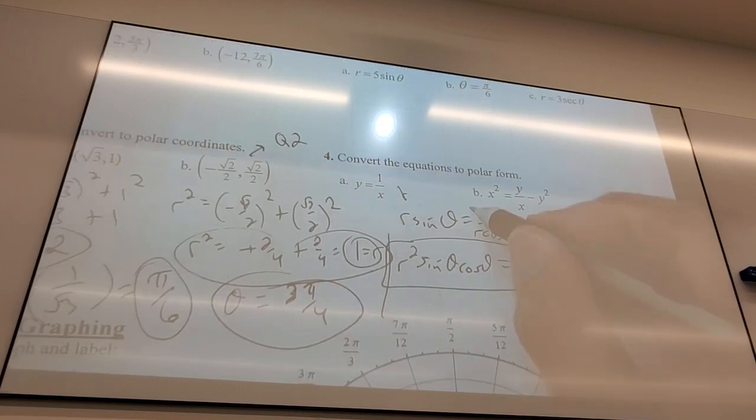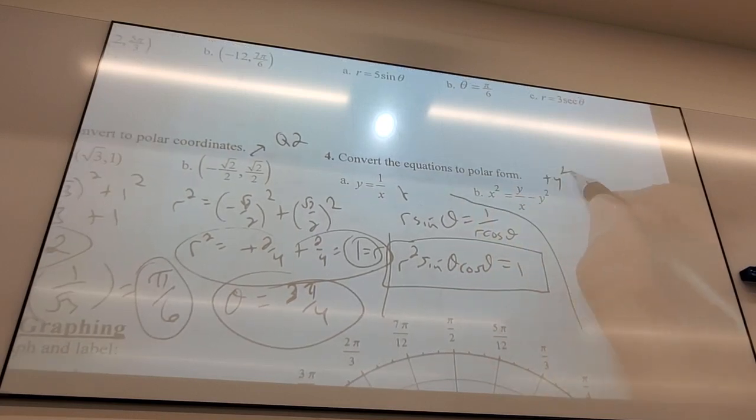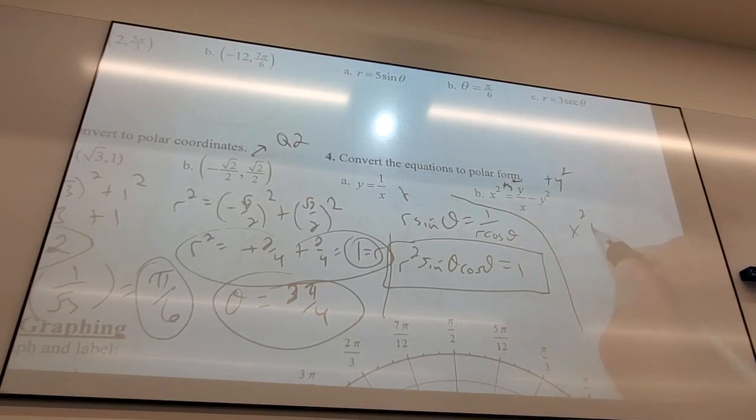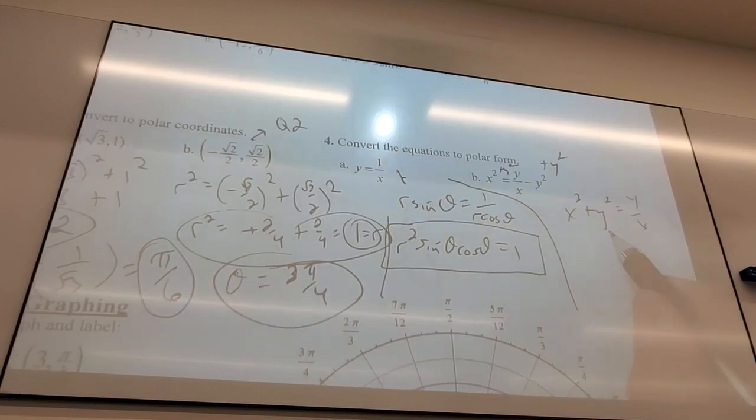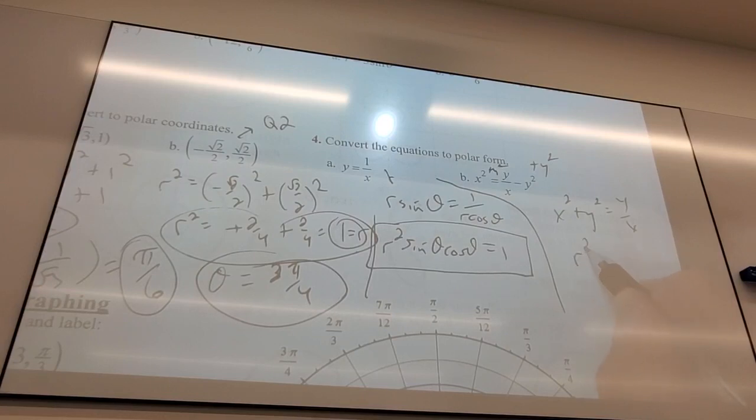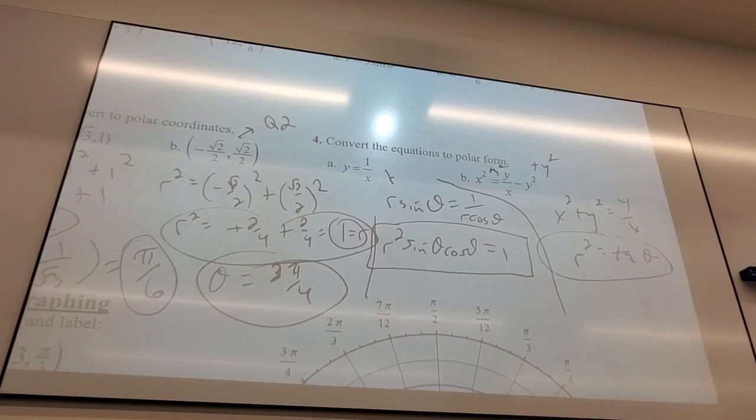Add y squared, yeah. So if I add y squared to both sides, I get x squared plus y squared equals y over x. What's x squared plus y squared? R squared. And what's y over x? Tangent theta. Done.